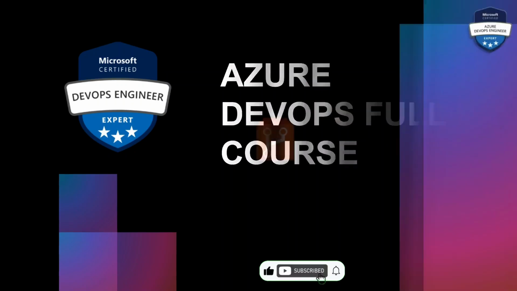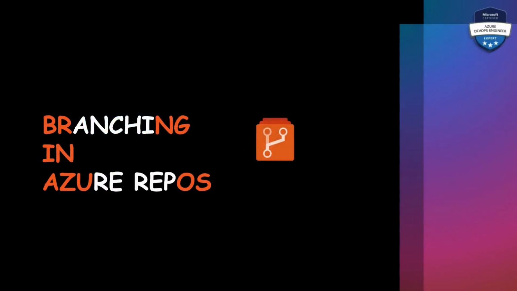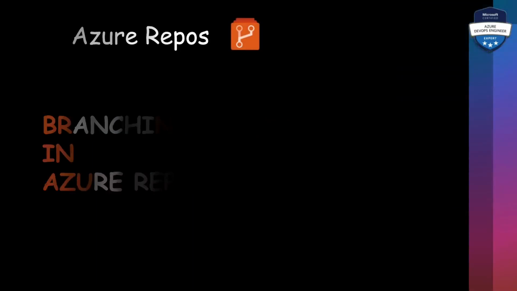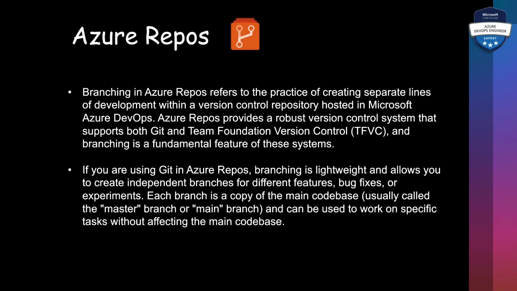Moving ahead, first we will see branching in Azure Repos. Branching in Azure Repos refers to the practice of creating separate lines of development within a version control repository hosted in Microsoft Azure DevOps. Azure Repos provides a robust version control system that supports both Git and Team Foundation Version Control, and branching is a fundamental feature of these systems.